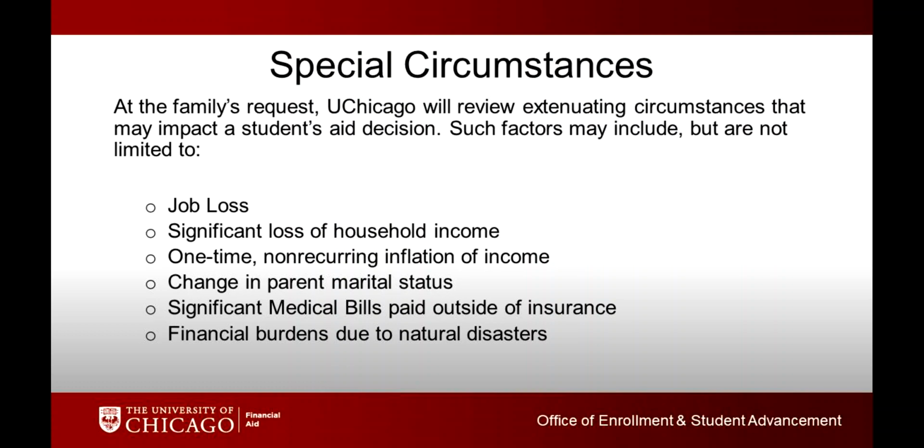So if there was a job loss, a letter from an employer letting us know that you had been separated from that position, examples of unemployment benefits received, if there's a change in parent marital status, a divorce, separation agreement, or financial burden, again, due to natural disasters, a letter from an insurance company explaining that a storm had damaged your home, and then we can reevaluate your financial aid eligibility.